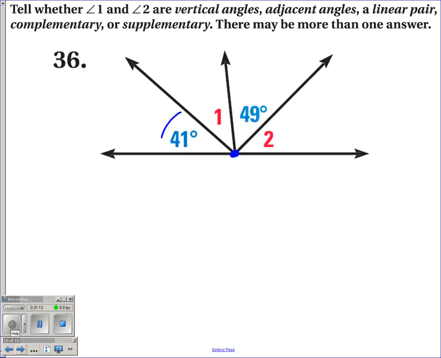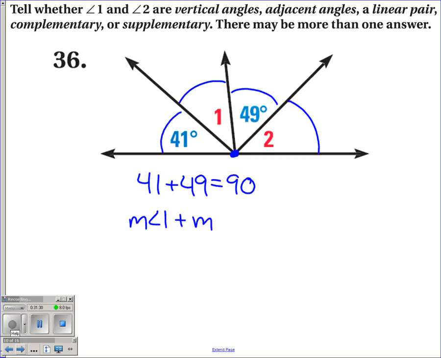Again, the two angles that are listed, 41 and 49, if we add them together, their sum is 90. Well, that means that the rest of these two, the measure of angle 1 plus the measure of angle 2, has also got to equal 90, because all four of these angles must add up to 180 degrees. Well, because their sum is 90, that means they are complementary. They're not supplementary, because their sum is not 180 degrees. So on 36, this is just complementary.